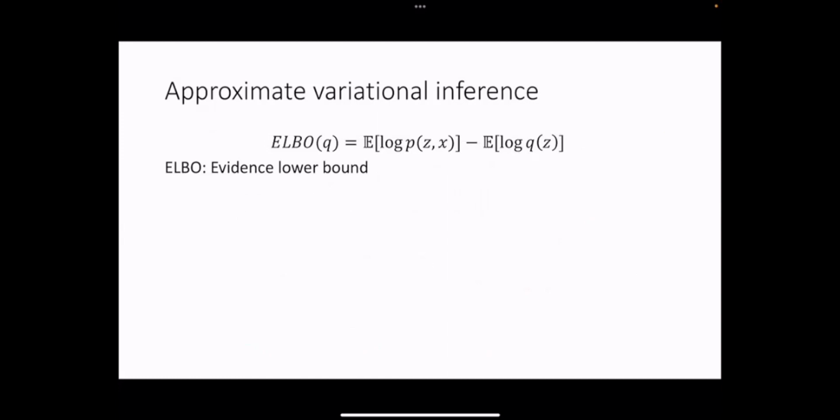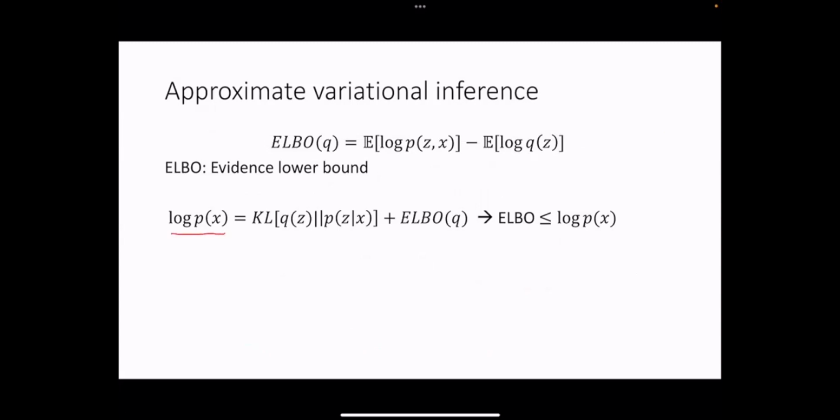And why is it the evidence lower bound? Well, because it lower bounds the log evidence. Because if you do some rewriting, not terribly complicated, you can show that the log P of X, which is the log evidence, can be written as the sum of the KL divergence between this approximate posterior and the true posterior, plus this evidence lower bound. And we know that this KL divergence is always larger or equal to 0, which means that the ELBO lower bounds the log evidence. Okay, so that's why it's called an evidence lower bound.